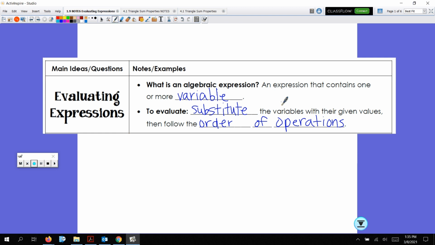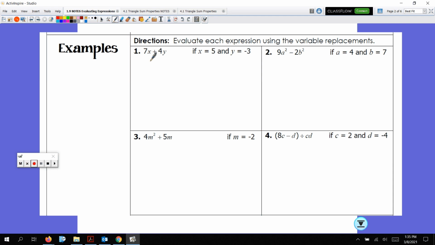All right, let's look at some more examples, because that's how we learn when we do our practice problems. In these examples, they're pretty straightforward. They just will get increasingly more difficult. So we're going to evaluate each expression using the variable replacement, okay? Here is the expression 7x plus 4y. If x equals 5 and y equals negative 3, what does this equal? That's basically what it means when I evaluate.